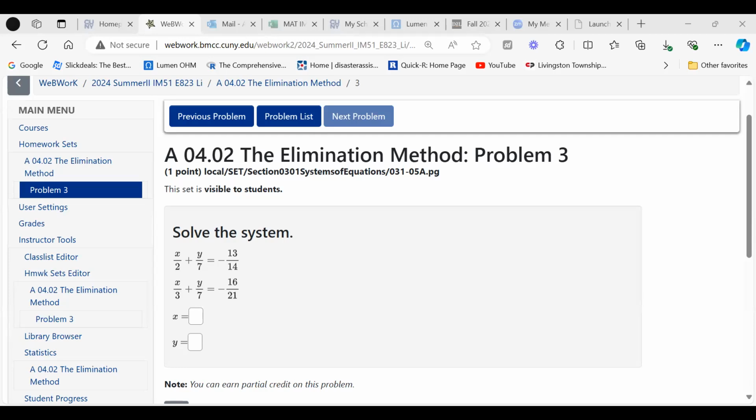So the LCD for the first equation, for 2, 7, 14, will be 14. For the bottom part, the LCD is 21. So for the first equation, you will multiply everything by 14.